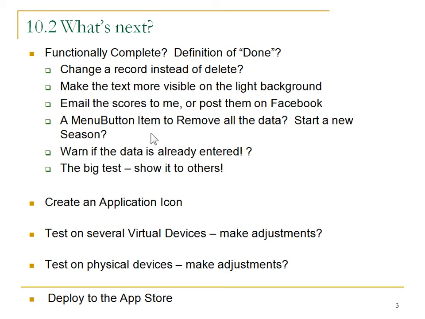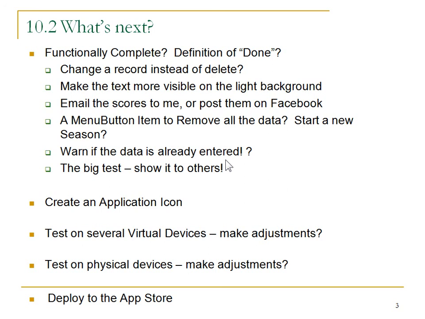A menu button to remove all of the data. So suppose we've kept the records for the current bowling season and we want to start a new season. Maybe warn the user if the data has already been entered. So if you entered your bowling scores for this week and then you forgot and entered them again, maybe you could say, oh, on January 24th you already have entered your scores for that date. And the big test of what else should be added is when you show it to others and they give you feedback on what they like and don't like about it.